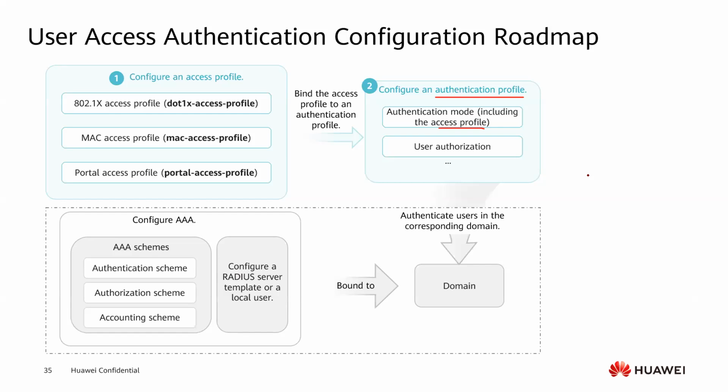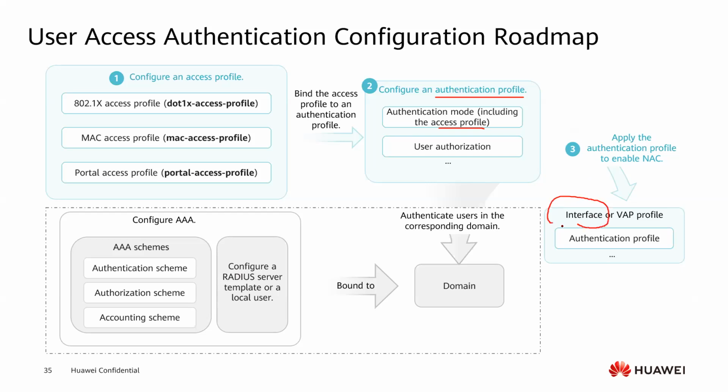process, just like this. For the 3A, you need to think about the authentication mode, the authorization scheme, and the accounting scheme, and you also need to configure the RADIUS server template and create some local users. And finally, you need to apply the authentication profile in the specific interface for the switches. Also, if you want to, you can configure some extended functions of the authentication.